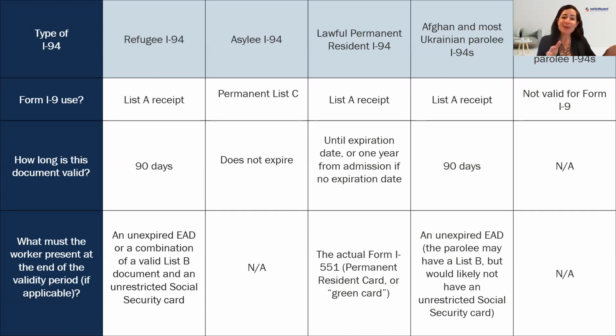So you see that for some people, like for permanent residents and for refugees and for some parolees, it's a List A document. For other people, like asylees, it's a List C document. And then for other people, like with the Cuban, Haitian, Venezuelan parolees, it's not an I-9 document at all. They can't use it. And then it's also valid for different amounts of time. It can be valid forever, like with an asylee I-94, or it could be valid for 90 days, like with a refugee I-94. And we know refugee I-94s don't expire. Like we understand that. It's just that the I-9 says that refugees can only use it for 90 days.